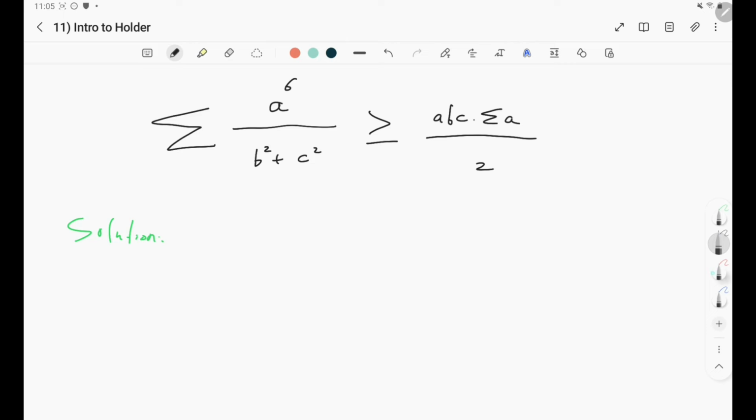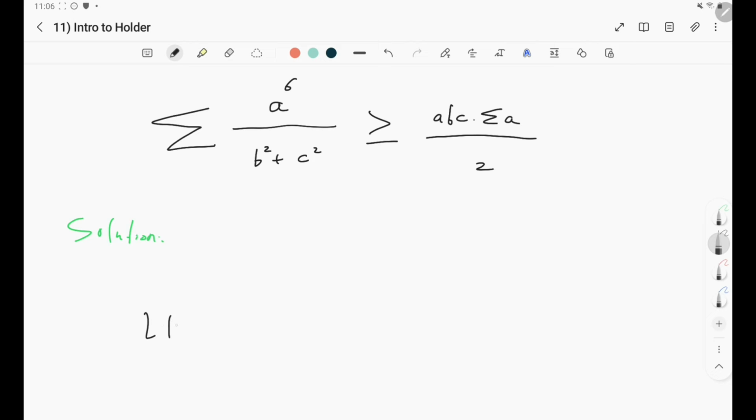Let's have a look at this. As you can see, here we have a fraction, and as we know, Cauchy is very nice to handle fractions, and Holder is the generalization of Cauchy, so of course it's also very nice to apply it on fractions, to get rid of them, or basically to clear the denominators. Okay, so how can we clear these denominators here? Of course, usually we apply Titu in these types of situations. So here we have the idea of just applying the regular Titu.